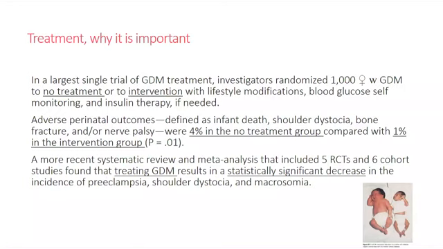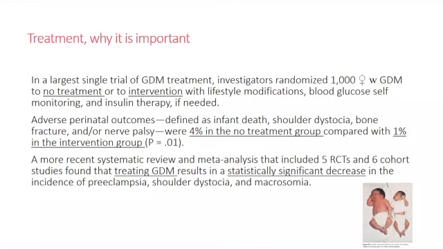Investigators randomized about 1,000 women with GDM to no treatment or intervention. Intervention included lifestyle modification, self-glucose monitoring, and insulin therapy if needed. It depends on the results. The adverse outcomes they were looking at were infant death, shoulder dystocia, fracture of the bone, and nerve palsy. They found that in the no treatment group, 4% had an adverse outcome compared to 1% in the intervention group. So intervention does help.